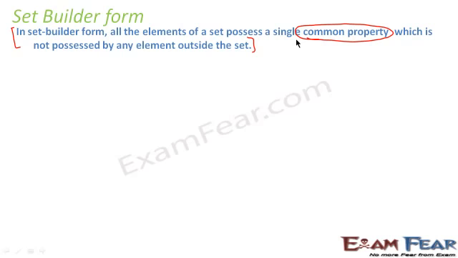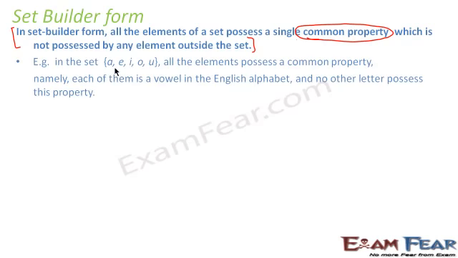For example, when we say the set A, E, I, O, U, we know that these are all the vowels in the English alphabet. No other element, for example if I pick N, will have this property, Z will not have this property. No other English alphabet letters will have this property. So if we get a set like this, then only we can write that set in set builder form.